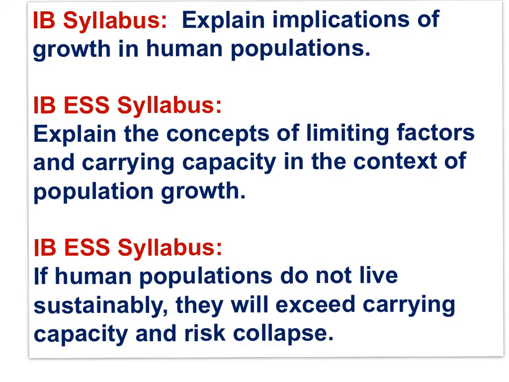I have been all around these first 2 IB syllabus statements through this unit on population. What are the implications of growth, continued growth, in human populations? Can you address potential limiting factors for growing human populations? Has the Earth's human population not yet reached carrying capacity, or have we already exceeded carrying capacity? And here's an implication in this third statement. If human populations do not live sustainably, they will exceed carrying capacity and risk collapse.